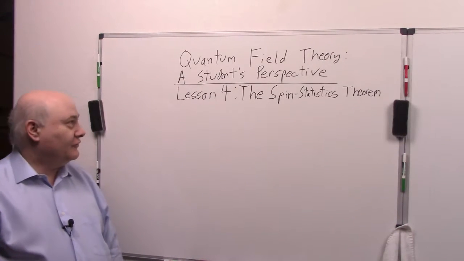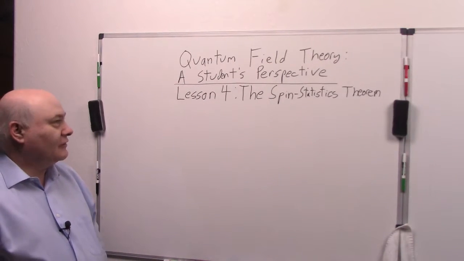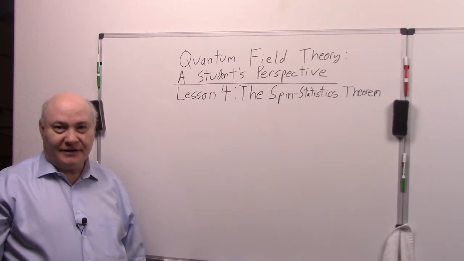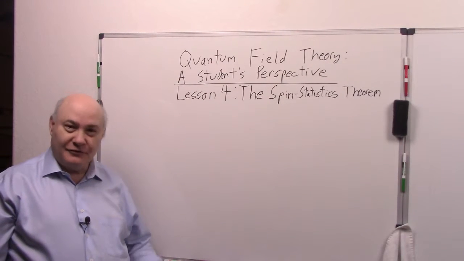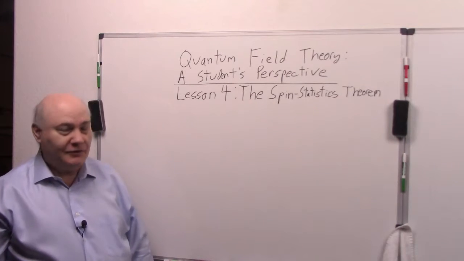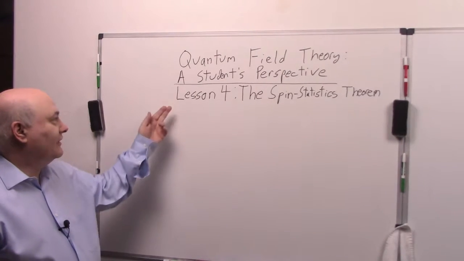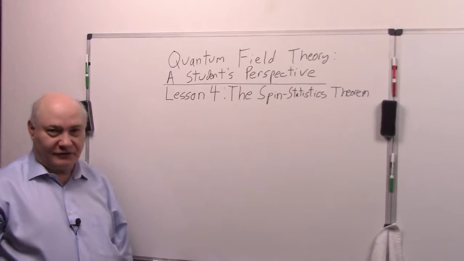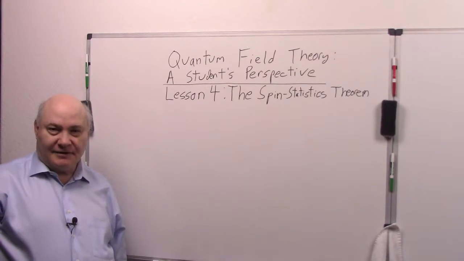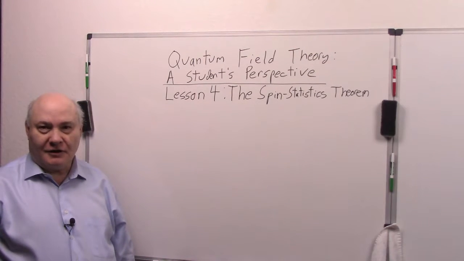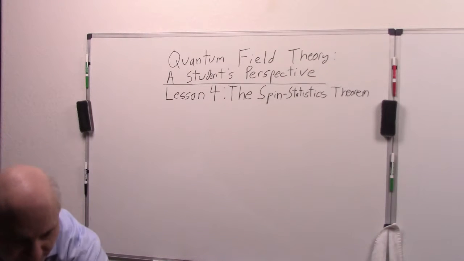Today's lesson is a pretty short one. There's very little reading in the book, and I remind you again that this is a flipped MOOC. You're supposed to do the reading before you watch this video. This lesson, lesson 4, is on the spin statistics theorem. Books have been written about this theorem. Most of you are already familiar with it.